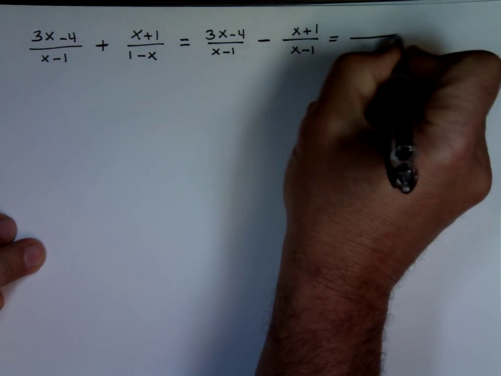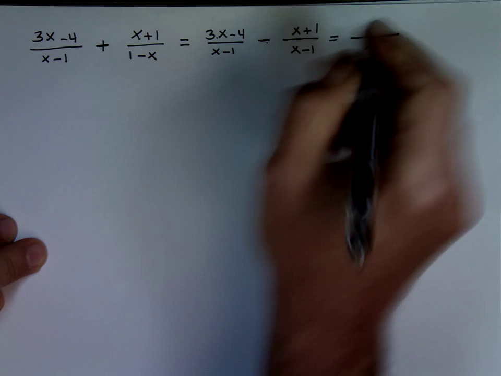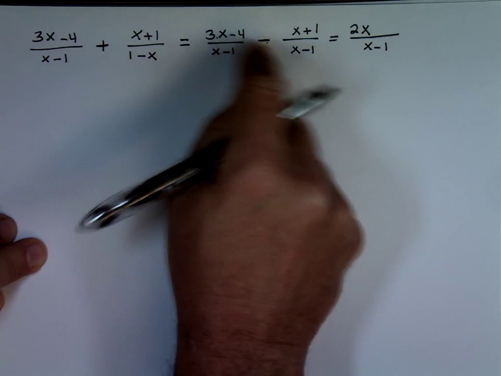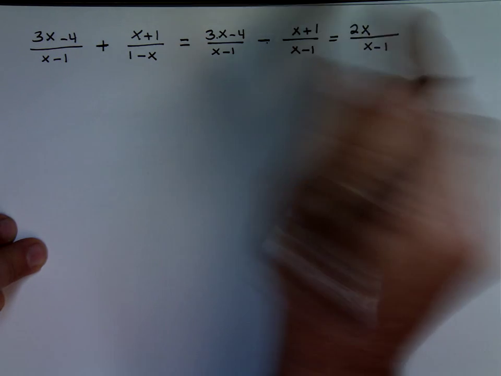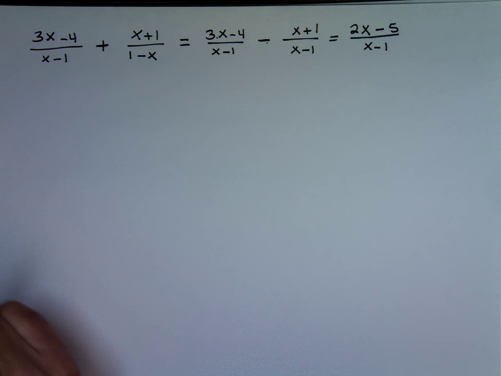What is 3x minus x? 2x. What's negative 4 minus the 1? That's negative 5. That's as far as you can go with it. Can't simplify it.